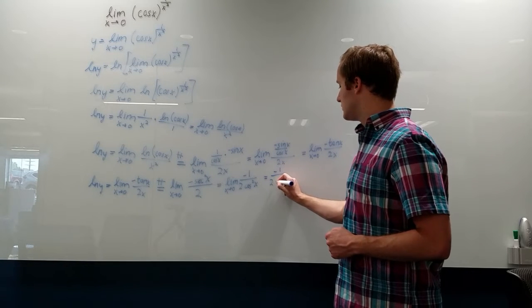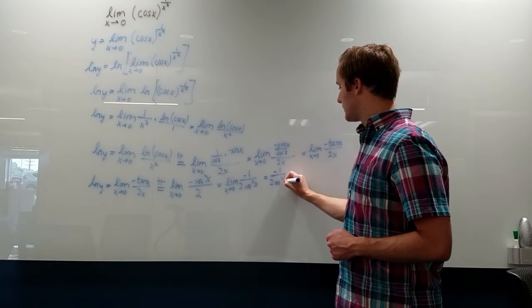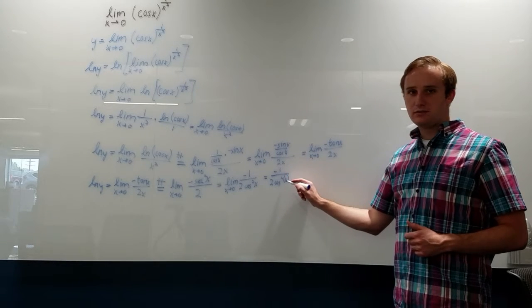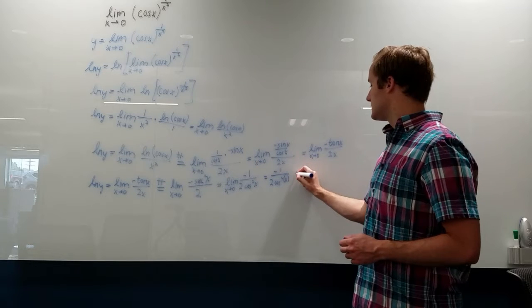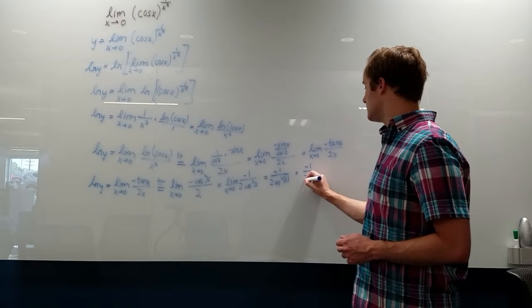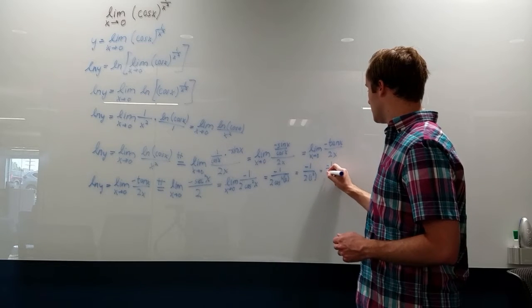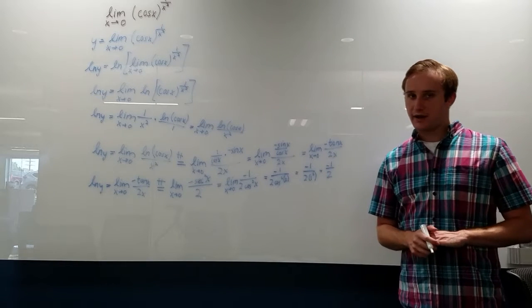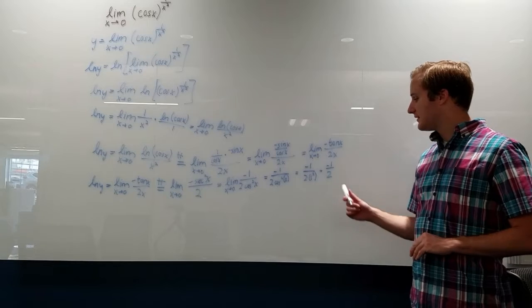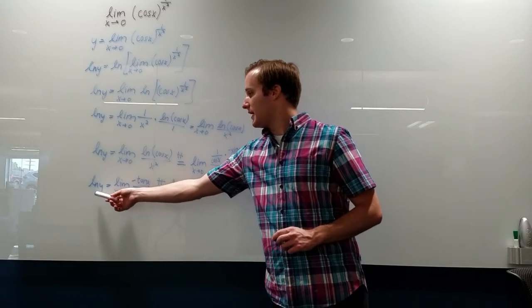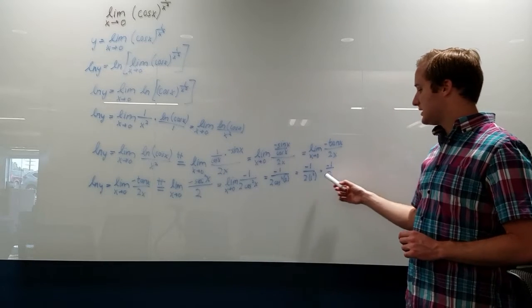and we get negative 1 over 2 times the cosine squared of 0. We've already said several times that the cosine of 0 is equal to 1. And so this is equal to negative 1 over 2 times 1 squared, which is negative 1 over 2, or negative 1/2. Great.